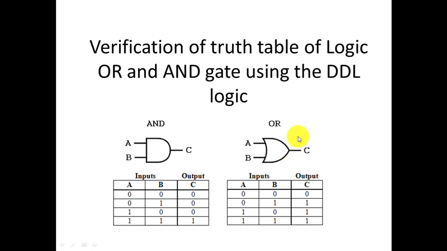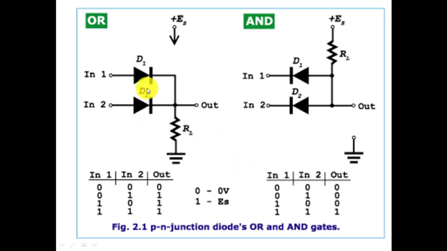You already know the symbol of the OR and AND gate and their truth table. We should move further to the circuits of these two gates. Here you can see the circuit of the logic OR gate, where the two diodes are connected in forward direction and one resistance is connected for the output as a load resistance, and here you will apply your logic high or logic low for both these input connections.